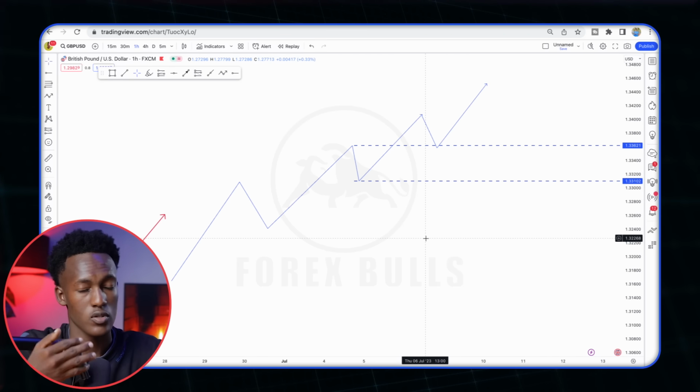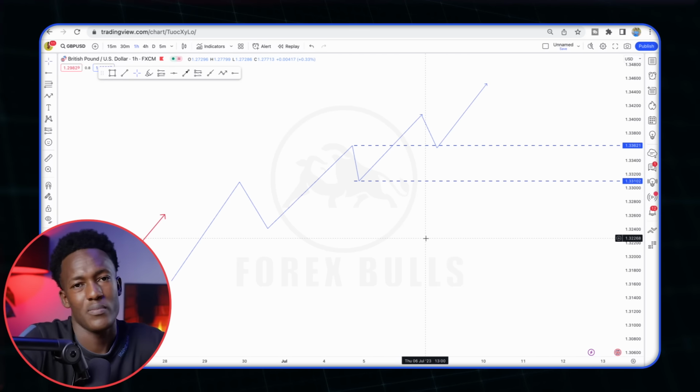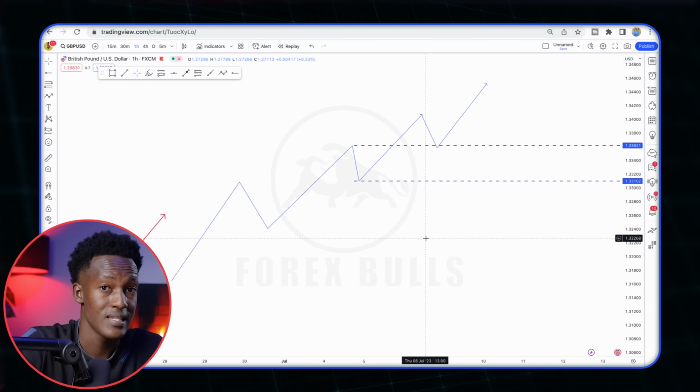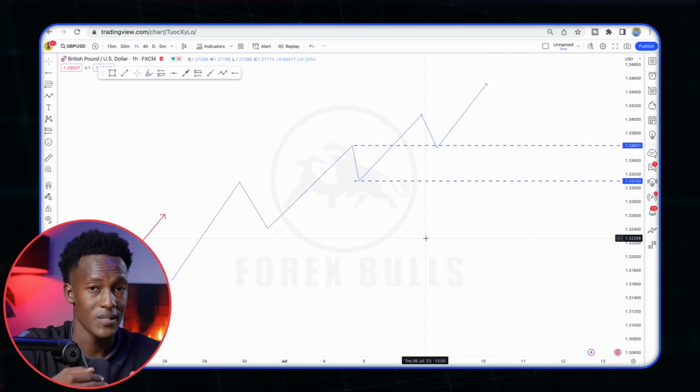You can keep scaling down to smaller time frames, up to maybe the M15, because that's where it's easier to get trades, but you can just keep repeating the same procedures over and over again.